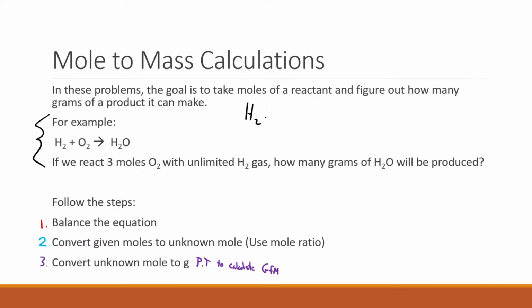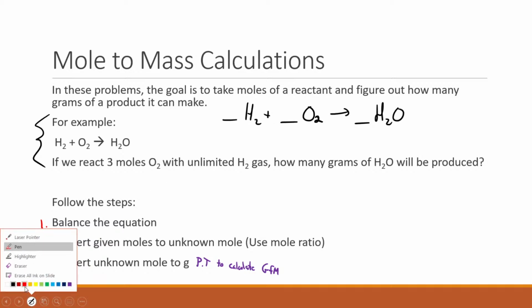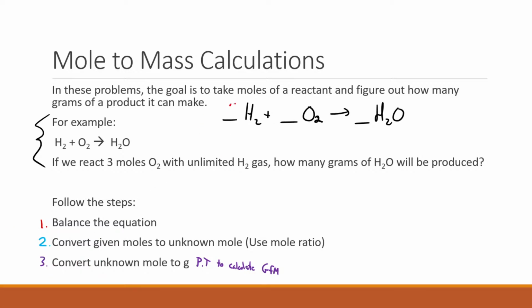We have our equation that must be balanced. All right, so stick with my red. We're going to balance our equation. The same equation we looked at before. I'm going to switch over to blue to use my mole ratio. I have 3 moles of O2. How many grams of water will be produced? Right, 3 moles of oxygen. Good. How many grams of water?